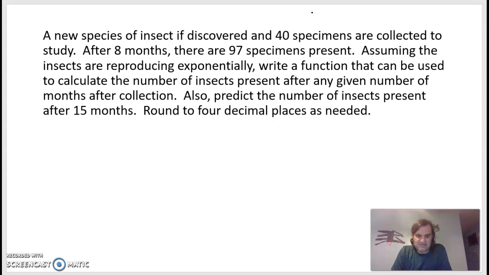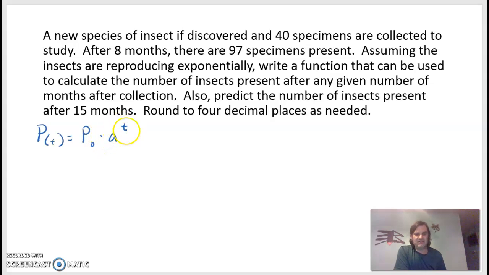Assuming the insects are reproducing exponentially, write a function that can be used to calculate the number of insects present after any given number of months after collection. Also, predict the number of insects present after 15 months. So the first thing here is we're doing a population function, and that function looks like P of t equals P sub 0 times a to the t.